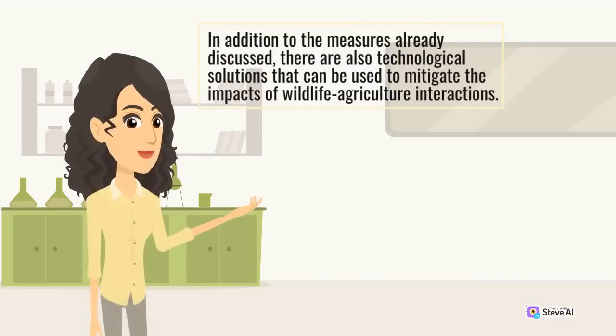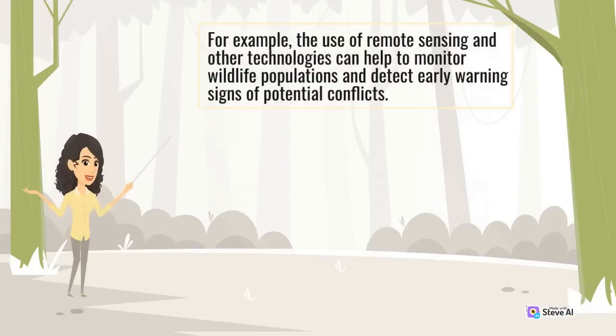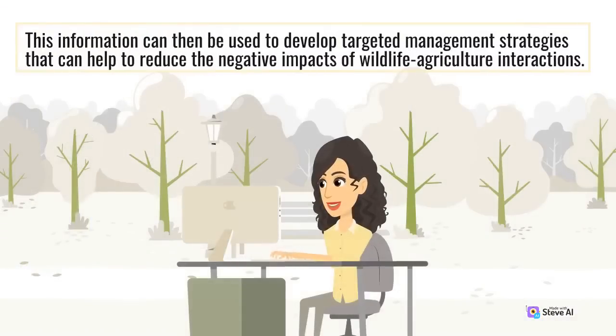In addition to the measures already discussed, there are also technological solutions that can be used to mitigate the impacts of wildlife agriculture interactions. For example, the use of remote sensing and other technologies can help to monitor wildlife populations and detect early warning signs of potential conflicts. This information can then be used to develop targeted management strategies that can help to reduce the negative impacts of wildlife agriculture interactions.